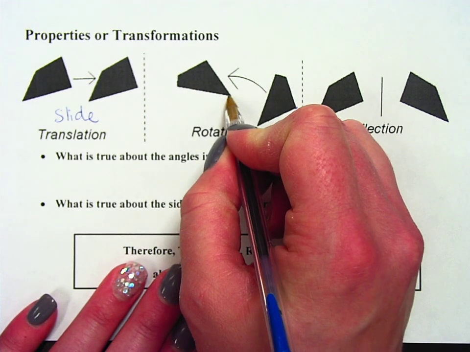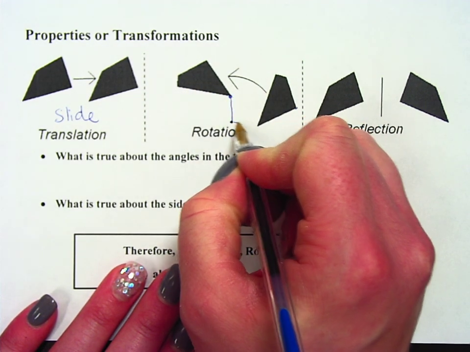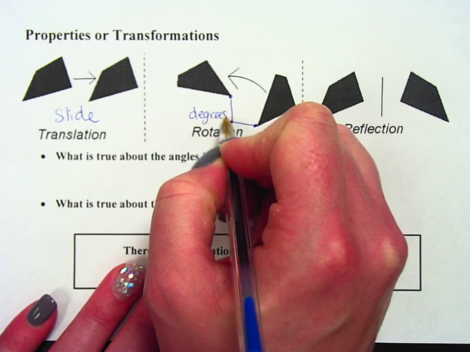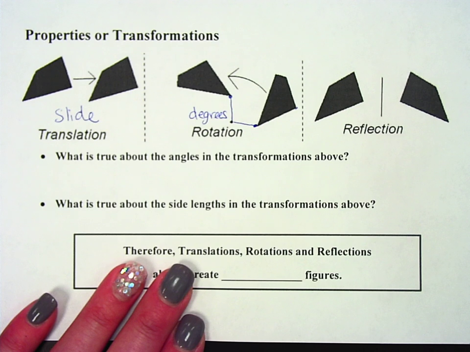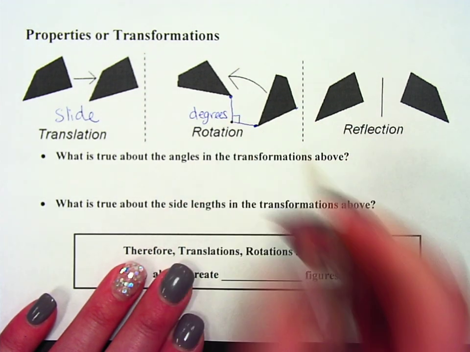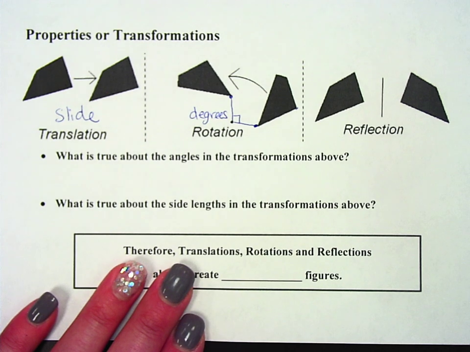You can measure specifically from one corner of the shape to the other corner of the shape the number of degrees that it is rotated. But the ones we looked at were all 90 degrees. So it had that little box there in the corner showing they were 90 degrees.